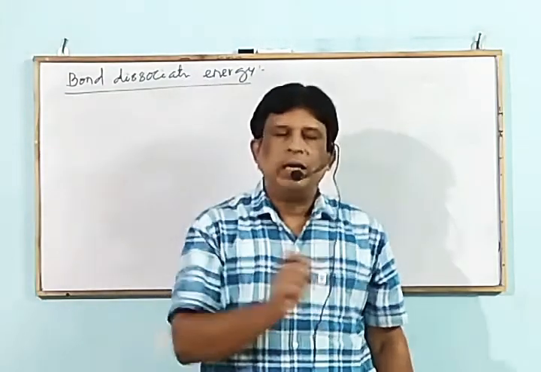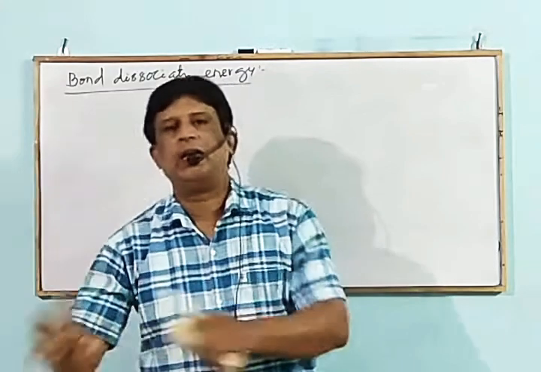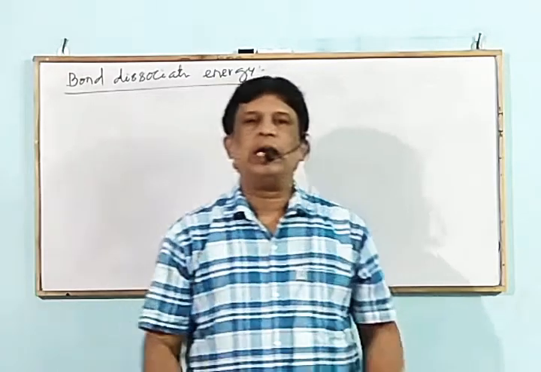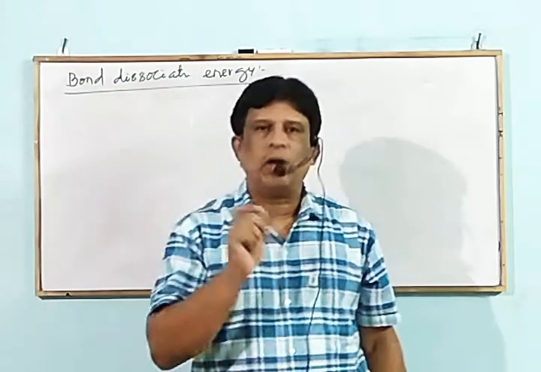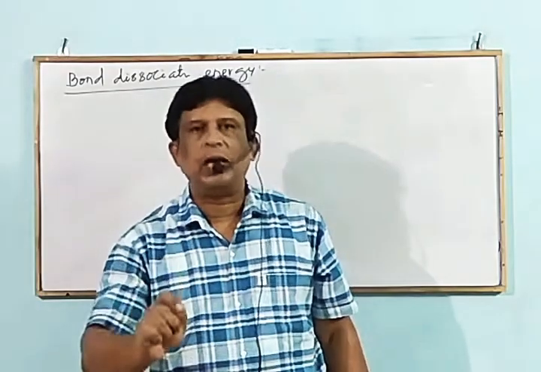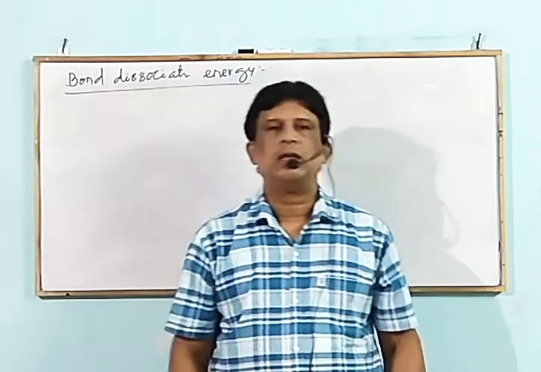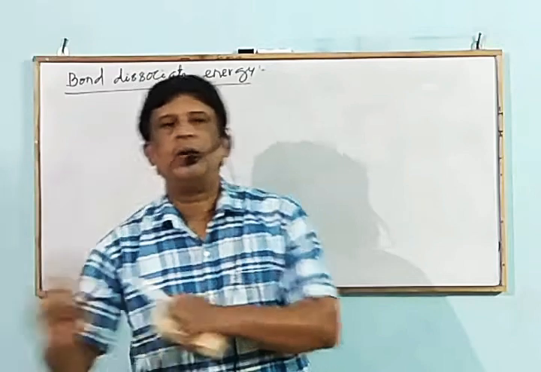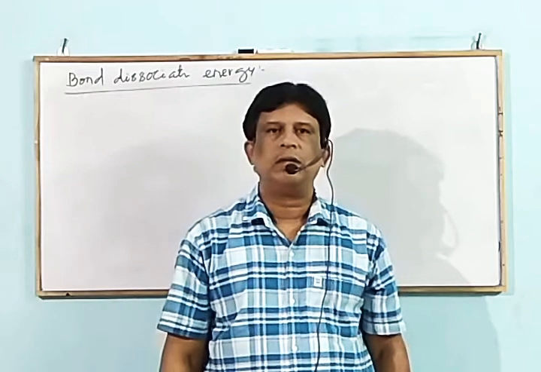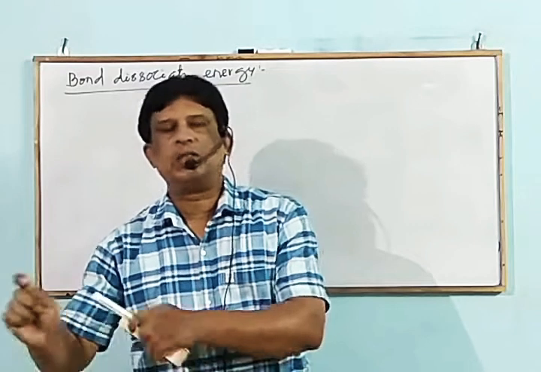I repeat again, due to its small atomic size and absence of vacant d orbital, there is inter-electronic repulsion between the unpaired electrons in the 2p orbital. That's why the bond dissociation energy of fluorine is low. But in other cases, due to the presence of vacant d orbital, multiple overlapping in the d orbital takes place. That's why other members of the family possess higher bond dissociation energy.